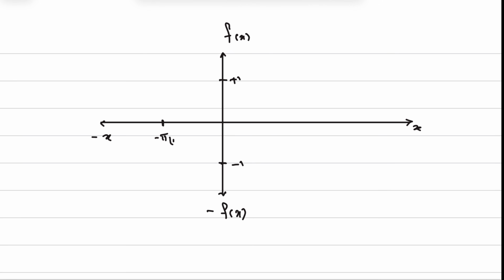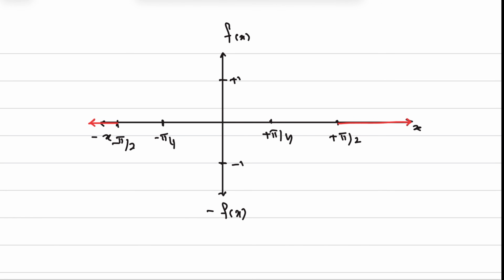Minus pi by 4, minus pi by 2, plus pi by 4, plus pi by 2, because these are the values. The function is oscillating between pi by 4 and pi by 2. In other places it is 0. After pi by 2 it is 0, and here also after minus pi by 2 it is 0, for the function.